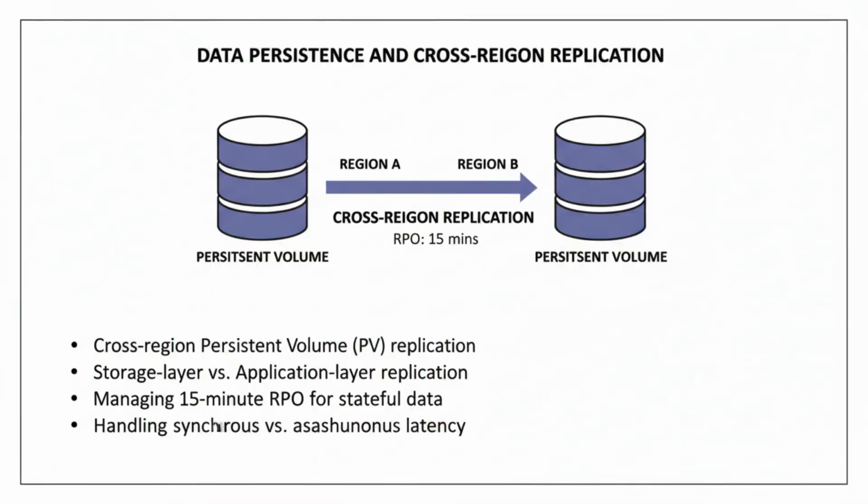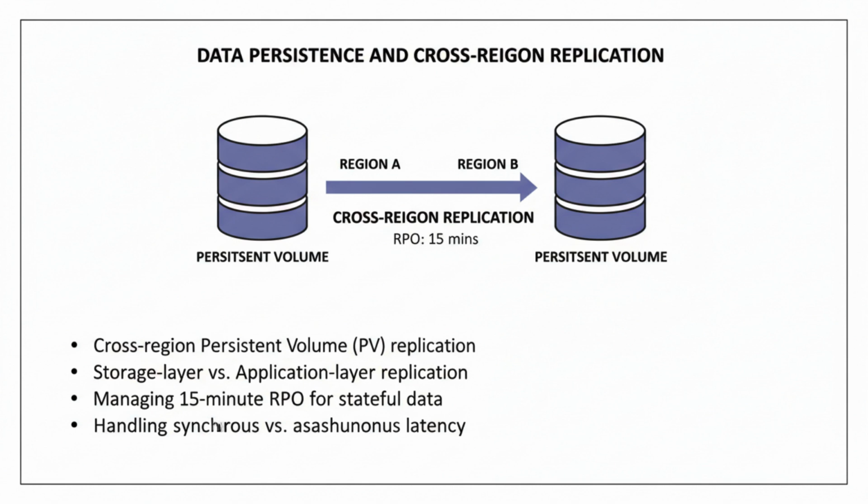Stateless applications are easy to recover. Stateful applications are the challenge. Persistent volumes, PVs, contain the data that must survive a regional failure. Standard Kubernetes PVs are bound to a single zone. To achieve disaster recovery, we must use storage solutions that support cross-region replication.